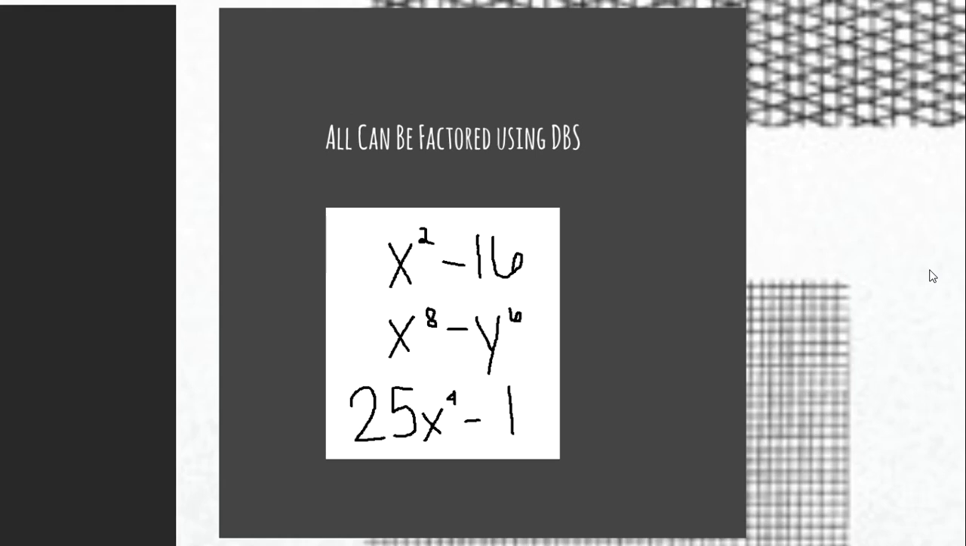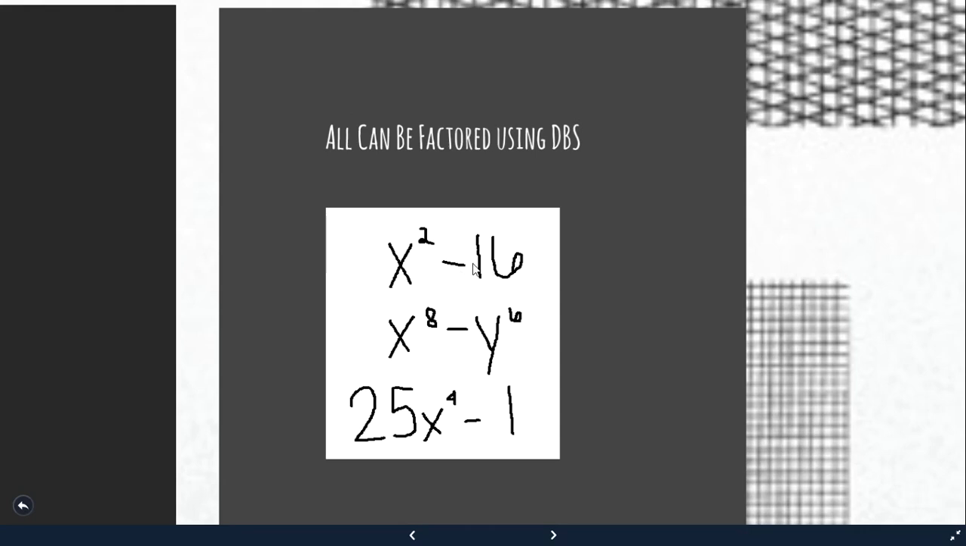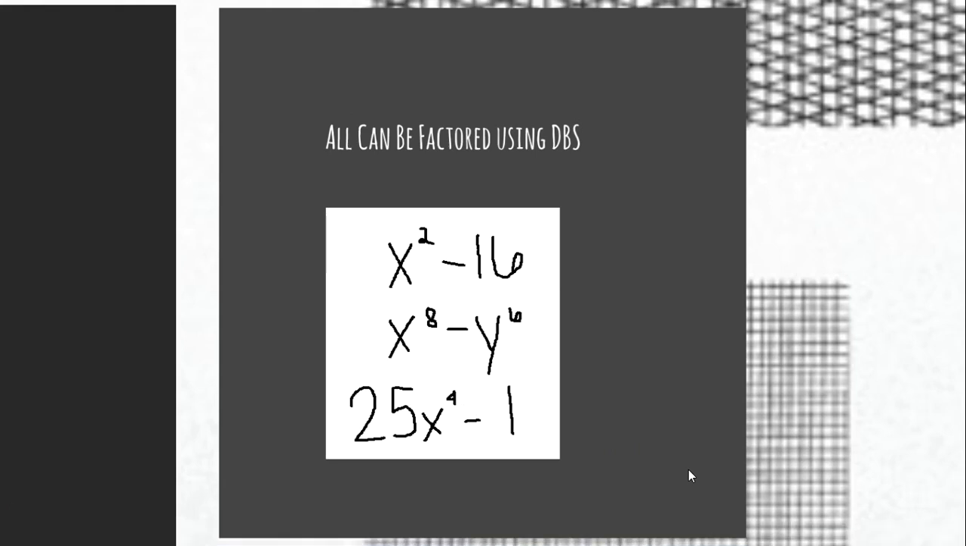So x squared minus 16 works because I've got a binomial, a subtraction sign, a perfect square, and an even exponent. X to the 8th minus y to the 6th. Once again, 2 terms, a subtraction sign, and 2 even exponents. And then last but not least, 25x to the 4th minus 1: 2 terms, a subtraction sign, perfect squares, 5 and 1. 1 is a perfect square, and 4 is an even number. All of those can be factored using difference between squares.